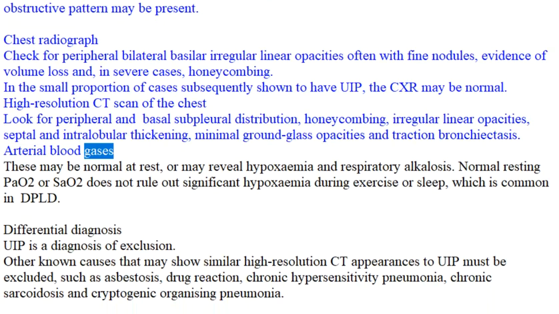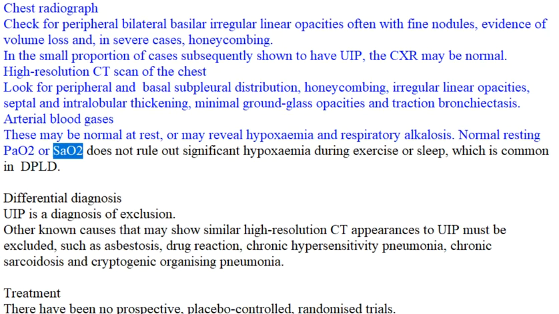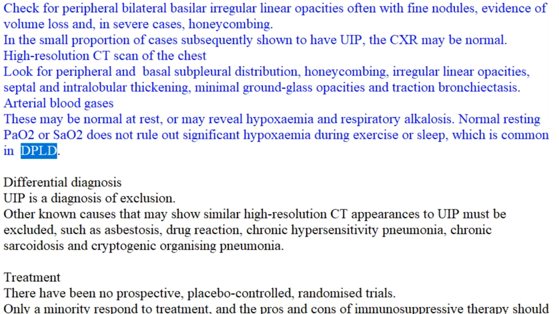Arterial blood gases. These may be normal at rest, or may reveal hypoxemia and respiratory alkalosis. Normal resting PaO2 or SaO2 does not rule out significant hypoxemia during exercise or sleep, which is common in DPLD.